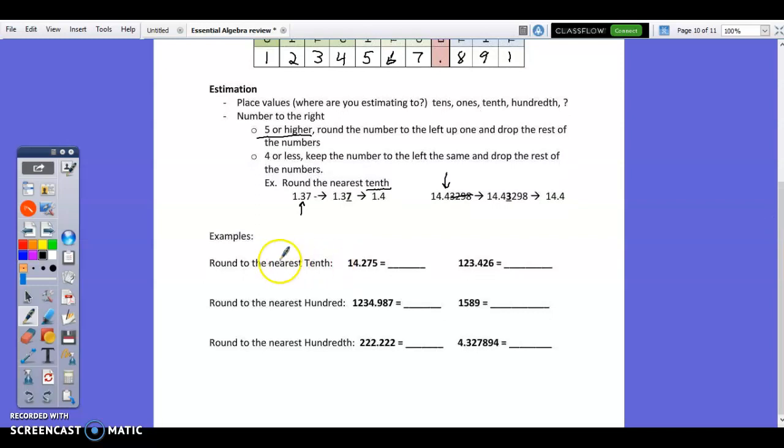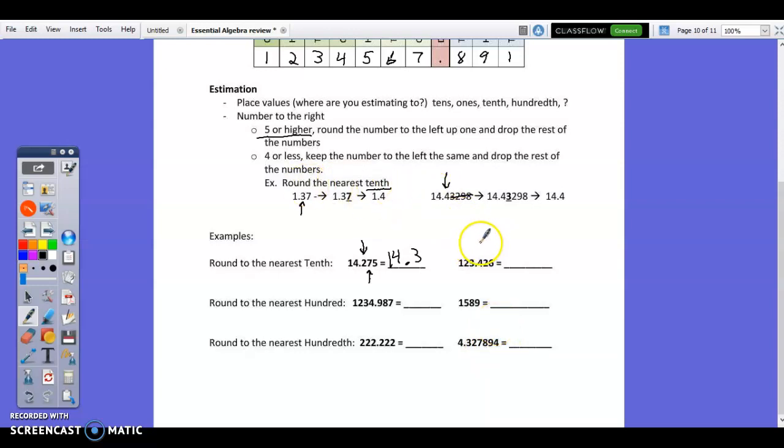So we're gonna round to the nearest tenth. Again, just like these examples, we're looking at this 2. That's the number that's either going to stay a 2 or go up to a 3. This 7 tells us what to do with that 2. Since that 7 is 5 or higher, it is going to change it to a 3. So this number becomes 14.3, and the rest goes away. So we just rounded to that next value.